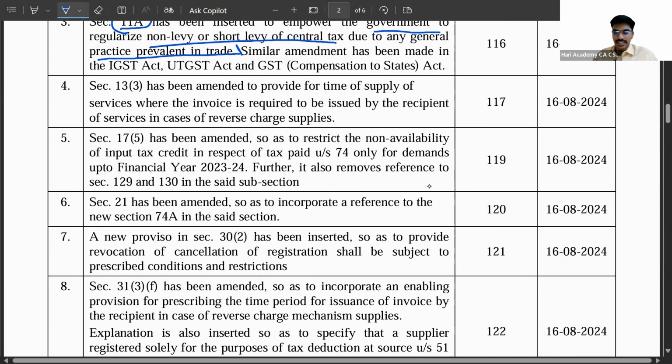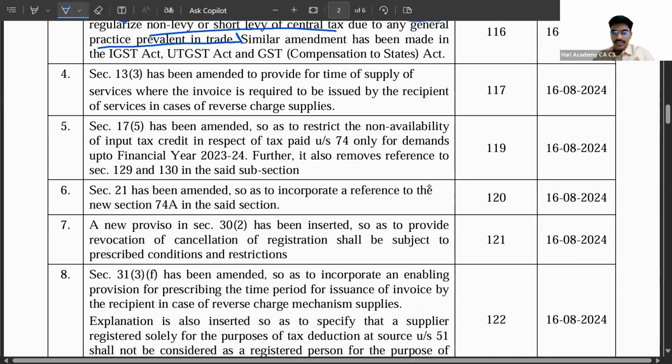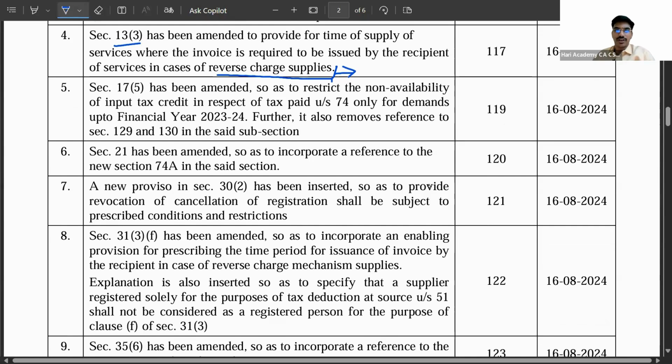Then section 13.3 has been amended. Section 13.3 provides for the time of supply of services. Earlier, in case of invoices on reverse charge basis, there was no time limit within which the invoice had to be reversed by the recipient. Now they have introduced that time limit. Next is the section 17.5 amendment. 17.5 deals with blocked credits.